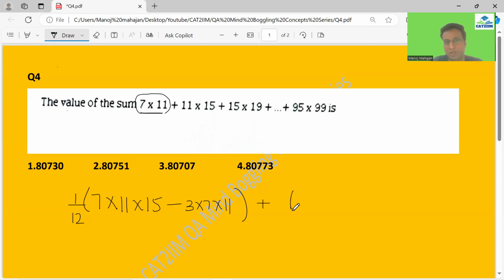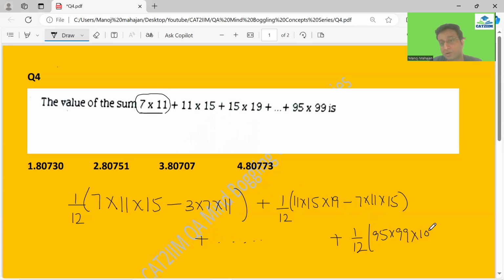So next I'm going to put 11 into 15 into 19 minus 7 into 11 into 15. And again, if I take 11 into 15 common, 19 minus 7 I have, which is nothing but 12. So let me divide by 12. In the same way, if I keep doing it like this, the last would be 1 by 12 times 95 into 99 into 103 minus 91 into 95 into 99. So this is what I'm going to have, right?